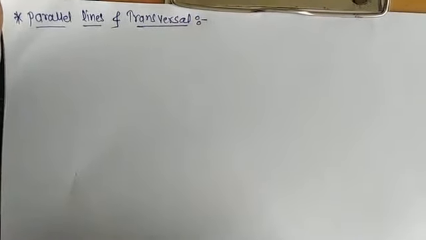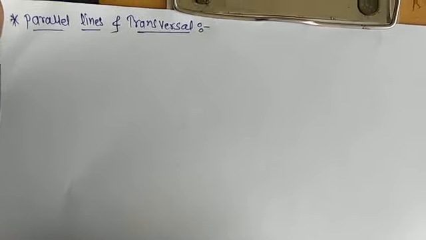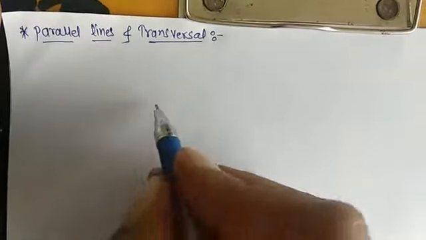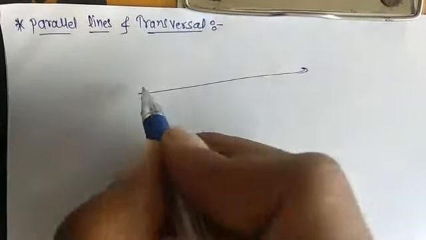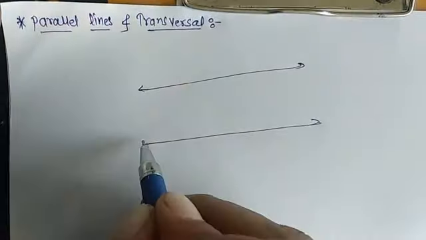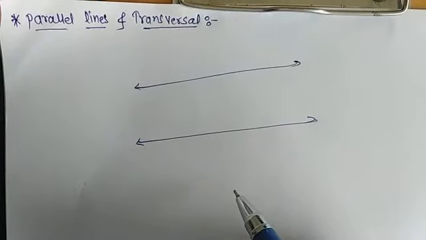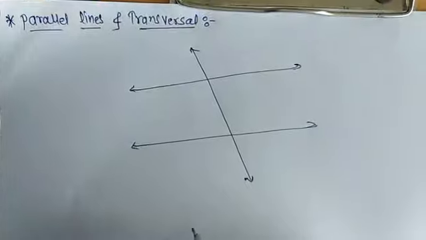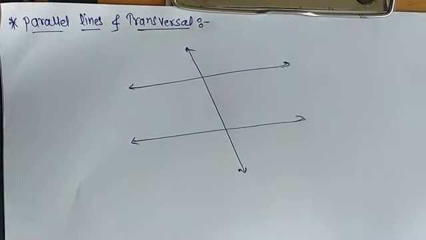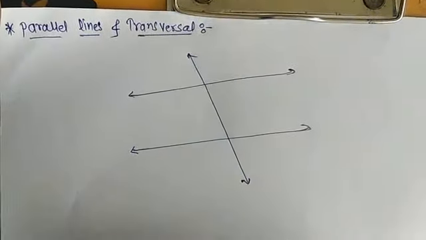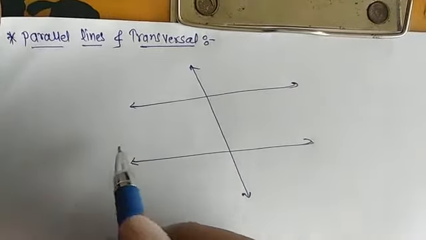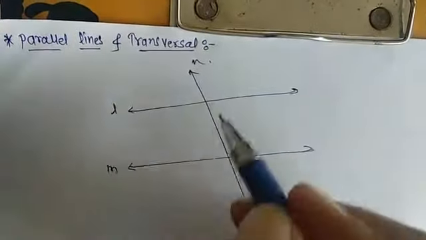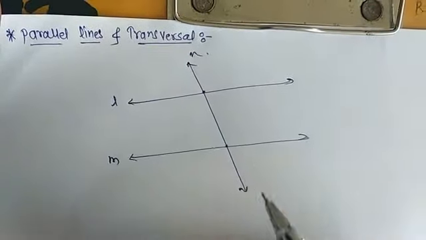In today's period, we are going to study parallel lines and transversals. Now, if you consider two lines parallel to each other, and there is a transversal, that means a line that intersects two parallel lines. If I call these lines L and M, the transversal intersects them at two points.